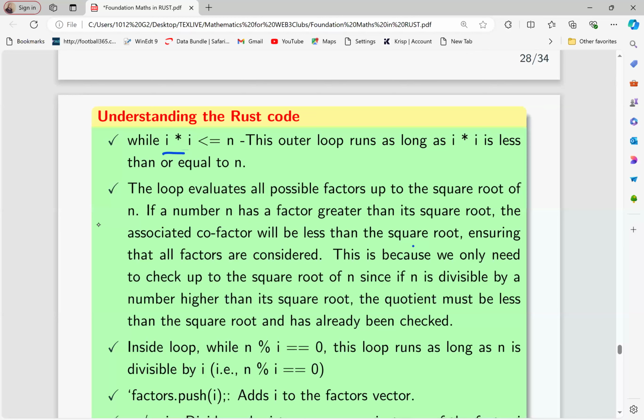So you say the loop evaluates all possible factors up to the square root of n. If a number n has a factor greater than the square root, then that number will already have been taken care of.